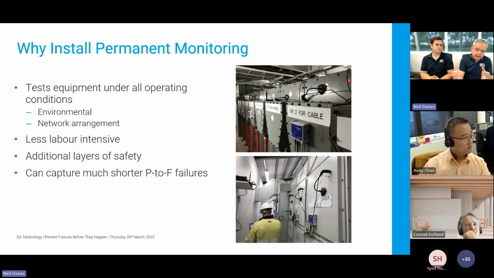then you've got the situation where you're next to a piece of switchgear. If there's a potential for a problem in there, having a monitor on, letting that alert you, is going to increase the level of safety and de-risk the prolonged period of time that you're working in the substation. But the absolute key thing is the ability to capture shorter P2F interval failures. We'll talk about the P2F interval now.